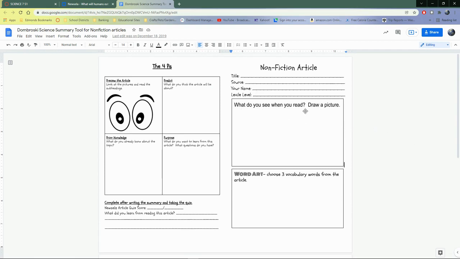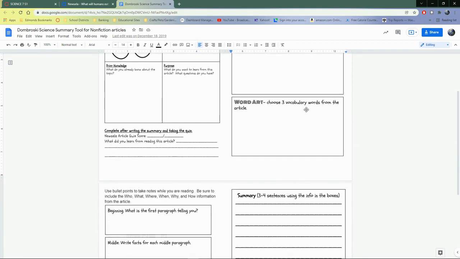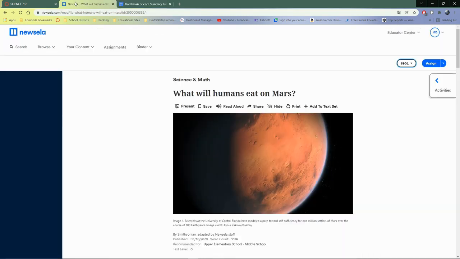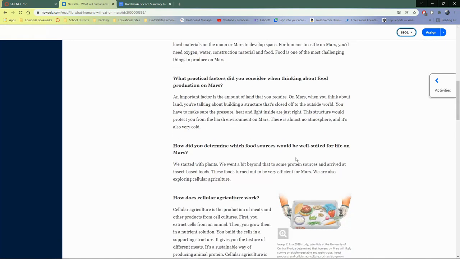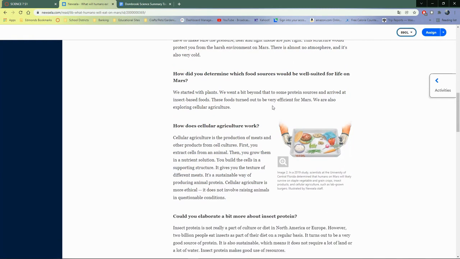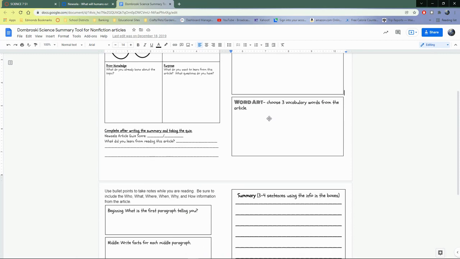What do you see when you read? Draw a picture. Okay, maybe you see vegetables, maybe you see meat, maybe you see cells, whatever it is, okay? Word art. Choose 3 vocabulary words from the article. So you could choose the word protein. What else did we see in here? Let's see. Could write atmosphere, cellular, okay? And you're just going to make them fancy. You don't have to define them. You don't have to do anything like that. You just have to write them in fancy word art.